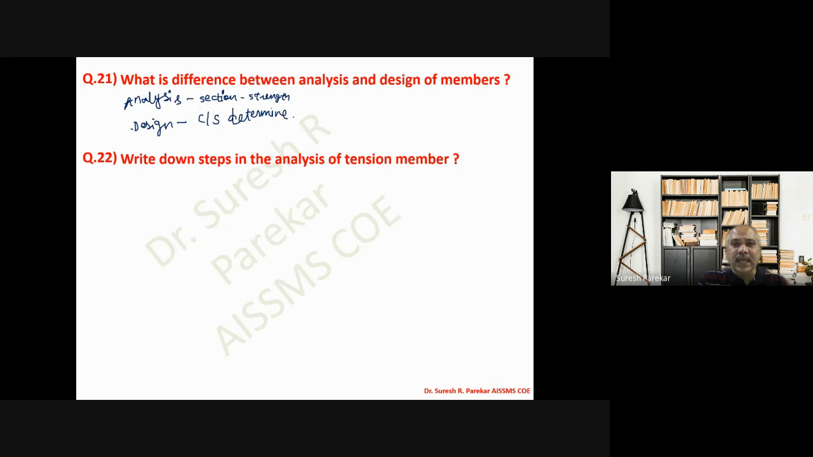Write down steps in the analysis of tension member. So in analysis the cross section is given. So here we have the given cross section of the member, and therefore we have to go directly to the connection if it is not provided. First we have to go for connection, and generally in analysis connection is given; if not, then we provide it. Then we have to calculate TDG, then TDN, and then TDB. And the minimum of these three is the strength of the member. Those are the steps in analysis of tension member.